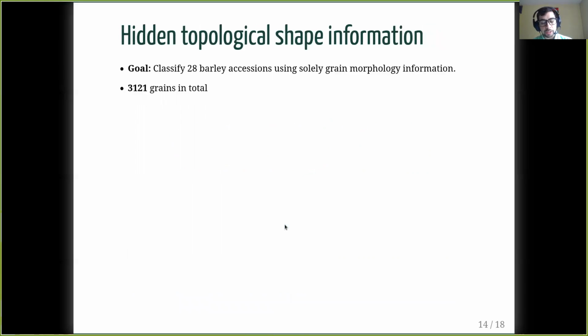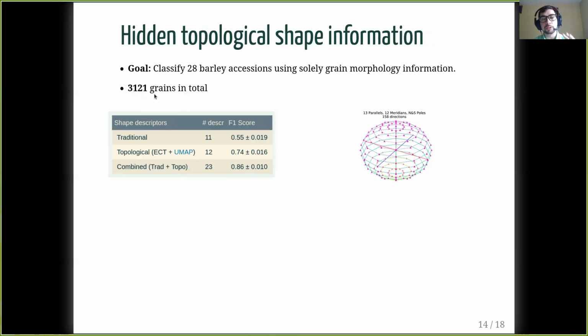So how do we go about using this tool? Let's set the following goal. We have, again, 28 different barley accessions, and we want to classify them solely based on their grain information, and we have more than 3,000 grains. We can describe the grains in 3 different ways. Either traditionally, like lengths, widths, heights of each seed, and we can classify with 55% accuracy. Not bad, considering that we are doing 28 things at a time. Then we can take chops on the Euler characteristic and reduce dimension, and suddenly we can now do 74%. We can classify with 74% accuracy, even better.